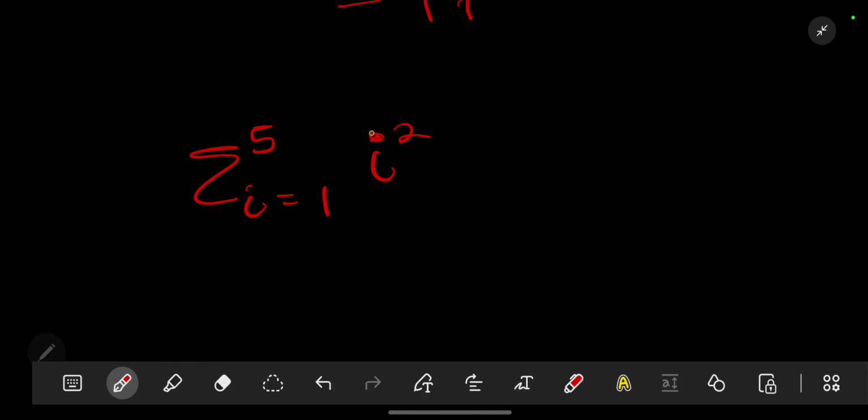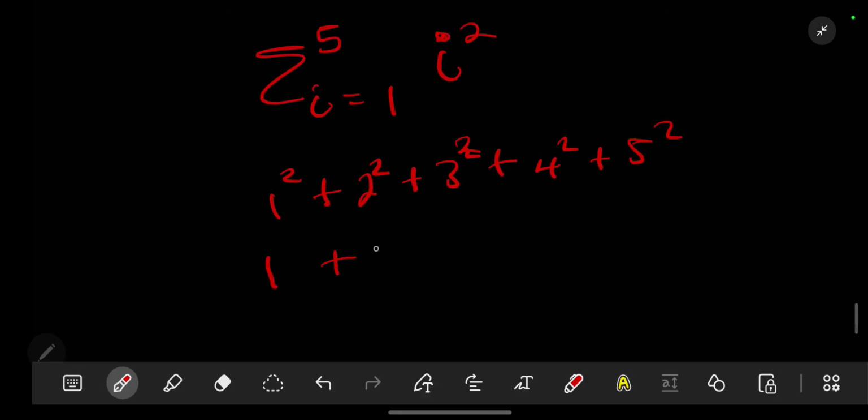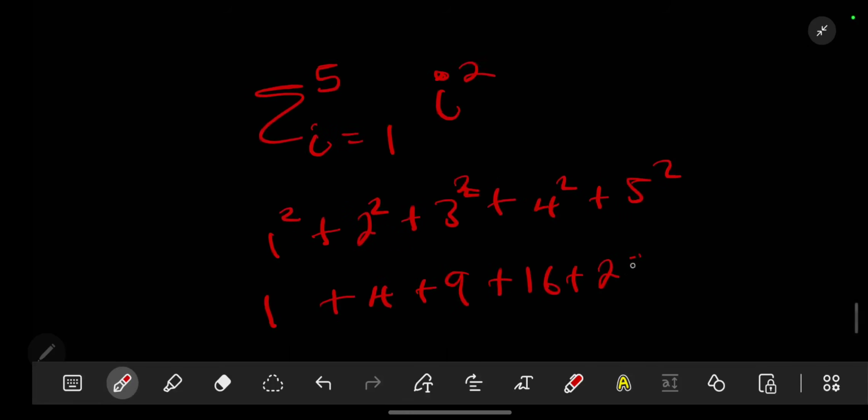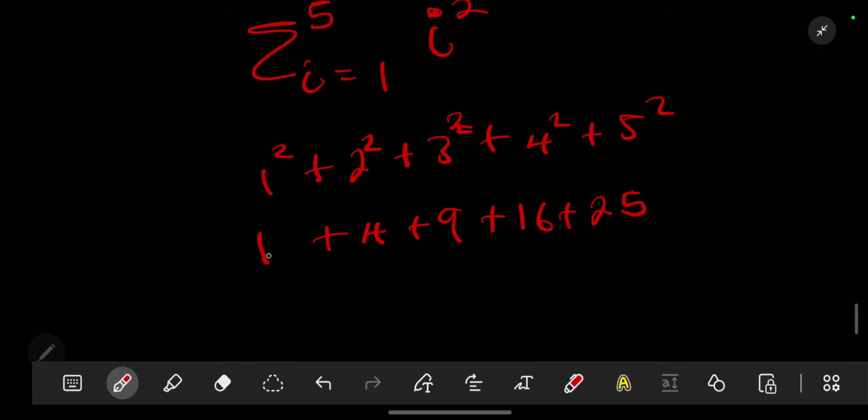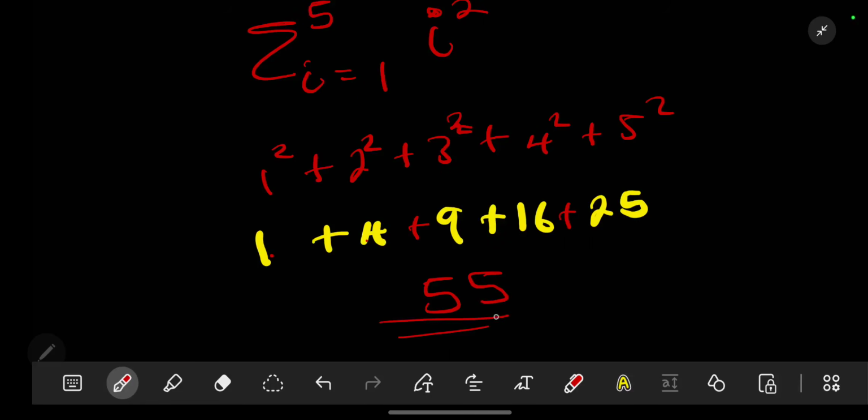Where there is i, we put 1 squared plus 2 squared plus 3 squared plus 4 squared plus 5 squared, which gives us 1 plus 4 plus 9 plus 16 plus 25. 4 plus 1 is 5, 25 plus 25 is 50, plus 5 is 55. So we have 55.